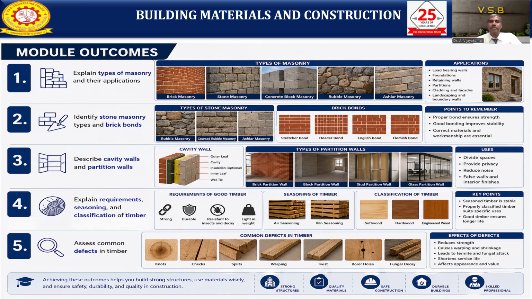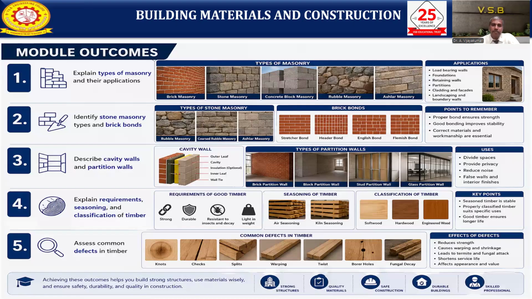Now you can identify the different types of stone masonry and brick walls. When you see a building structure using stone, you can identify which one is rubble masonry, coarse rubble masonry and ashlar masonry. Then you can identify which one is a stretcher bond, header bond, Flemish bond or English bond. Proper bonding ensures strength and improves stability. Correct material and workmanship are essential to make the masonry structure.